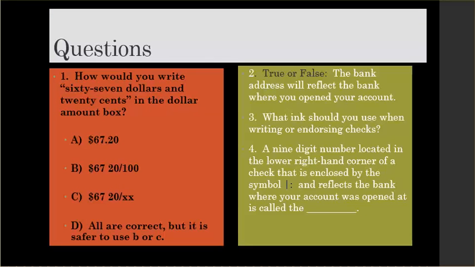Questions. Number 1. How would you write $67.20 in the dollar amount box? Number 2, true or false? The bank address will reflect the bank where you opened your account.